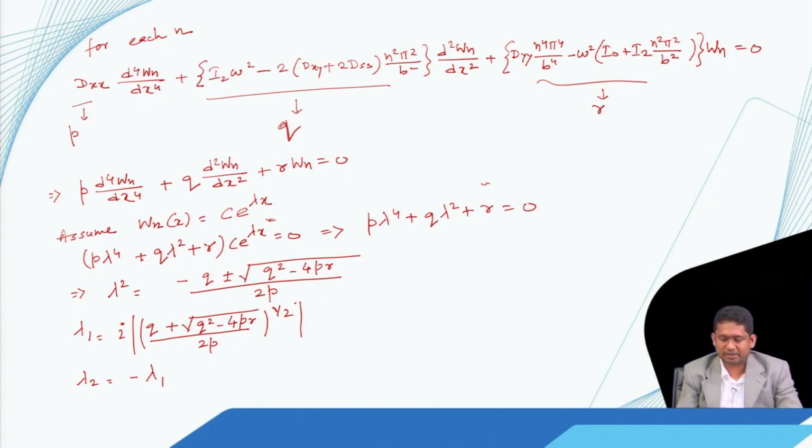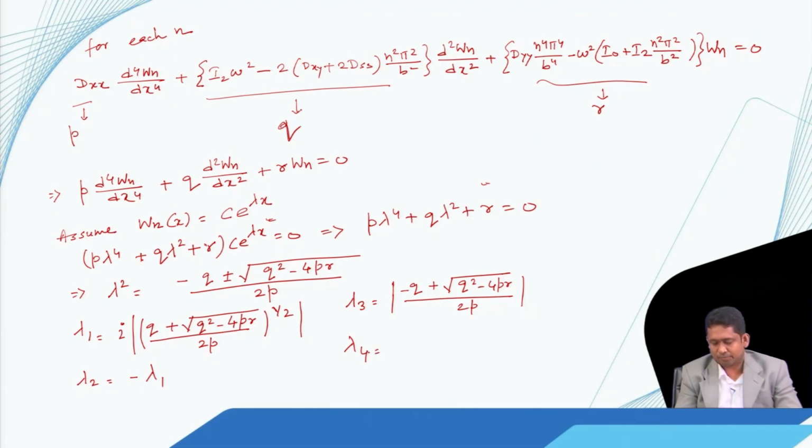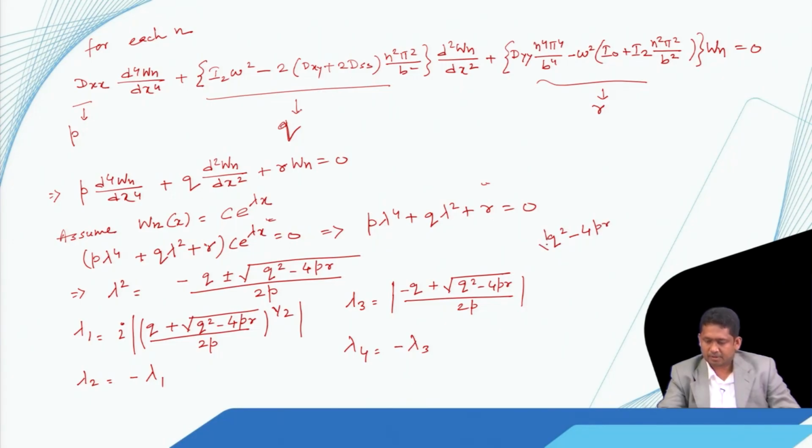q square minus 4pr is more than q, so lambda 3 is equal to minus q plus root of q square minus 4pr divided by 2p, that is one root, and then we have lambda 4, that is minus of lambda 3. So here we are assuming that q square minus 4pr is greater than q.